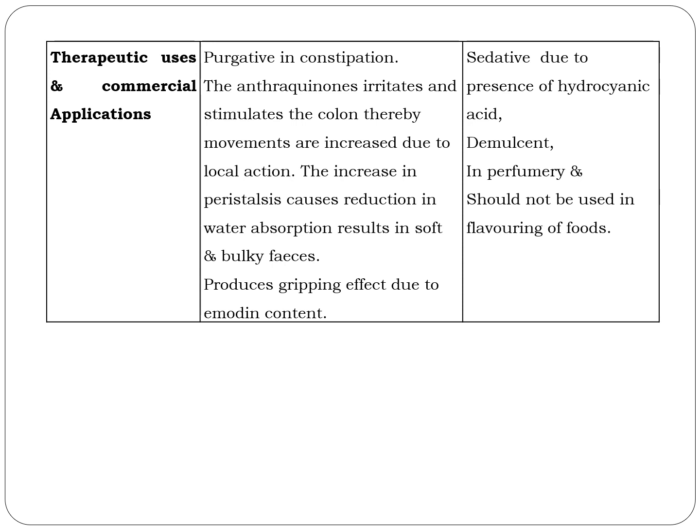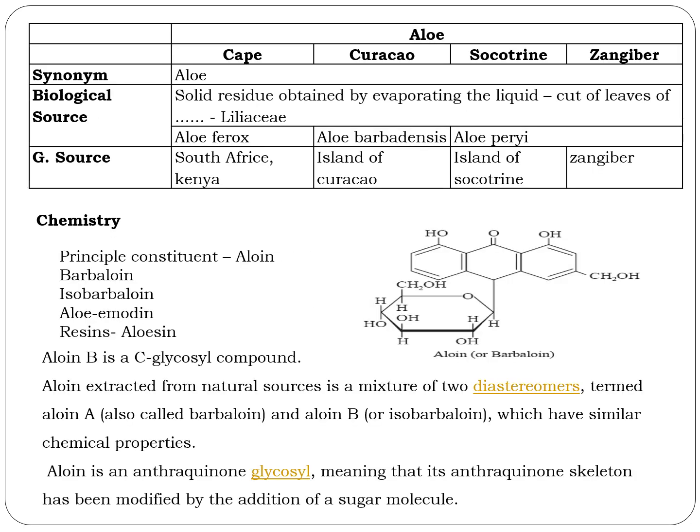and it also produces a griping effect due to emodin content. Whereas the other drug, bitter almond, is sedative due to the presence of hydrocyanic acid, acts as a demulcent, is used in perfumery, and should not be used in flavoring of foods.